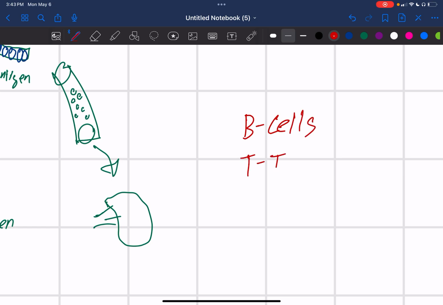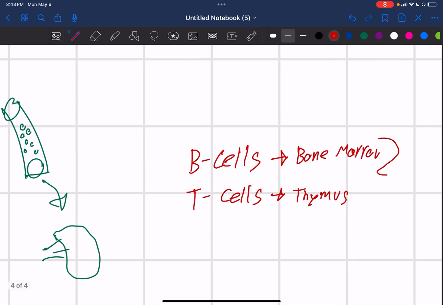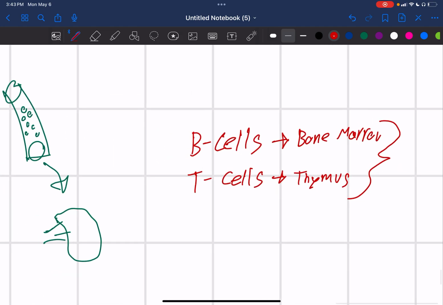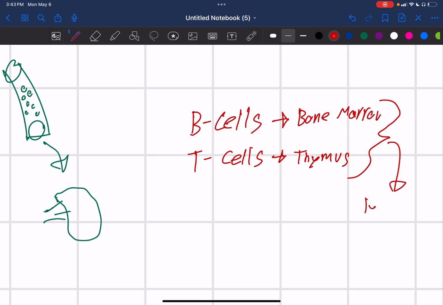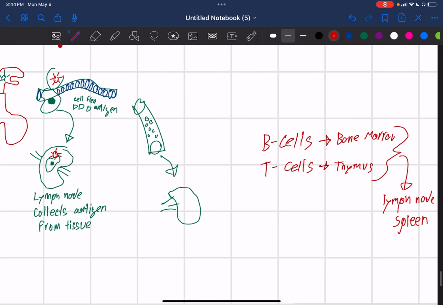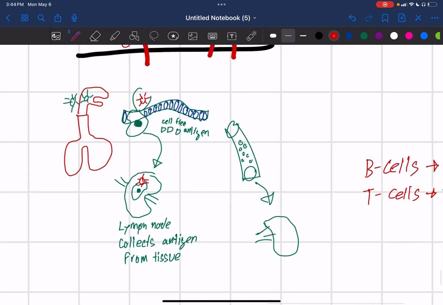we have the B cells, we have the T cells, right? And the B cells are created in the bone marrow, and the T cells are created in the thymus. These are the primary locations where they're created, and they can then get sent out to secondary locations, which are known as peripherals, such as the lymphatic vessel, the lymph node, as well as the spleen, right? So that's part of it.